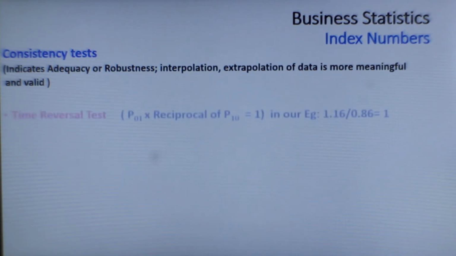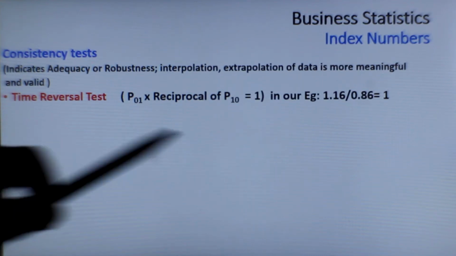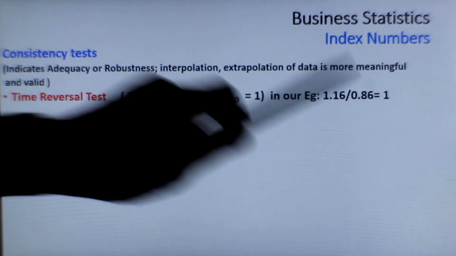One is the time reversal test, wherein P01 multiplied by the reciprocal of P10 is equal to 1. That means that when you calculate the index number with a base period of 0 and a current period of 1, and when you reverse it with a base period of 1 and current period of 0, the product should be equal to 1. In our example, this works out to be 1.16 or 0.86, and that satisfies.